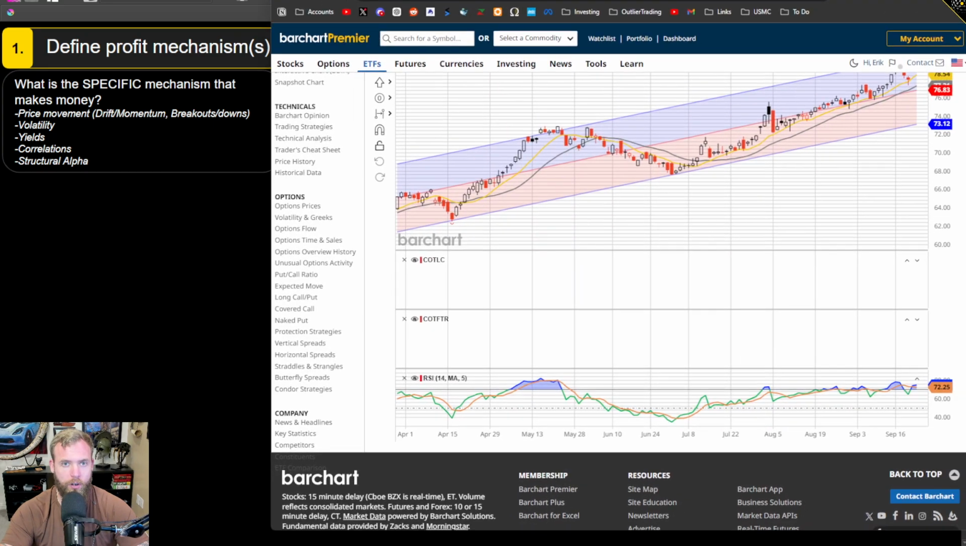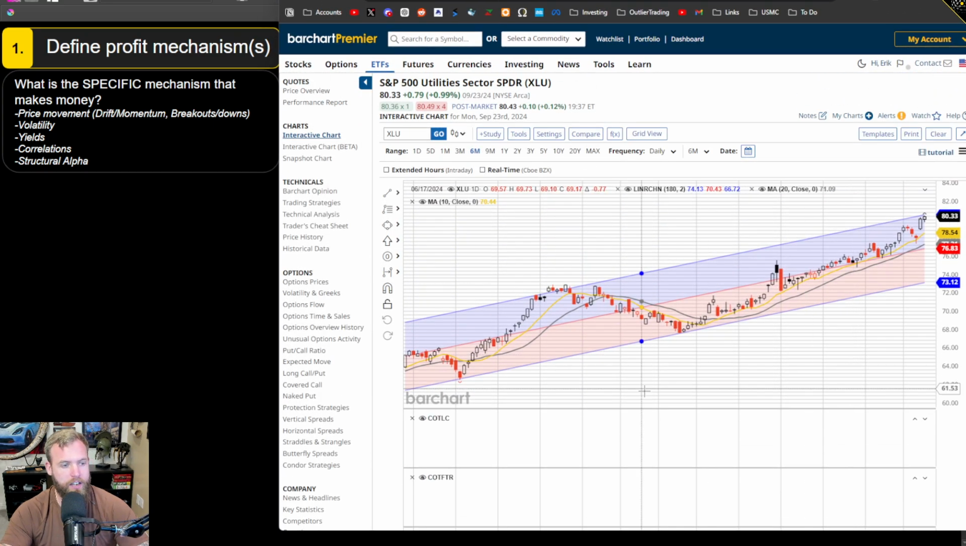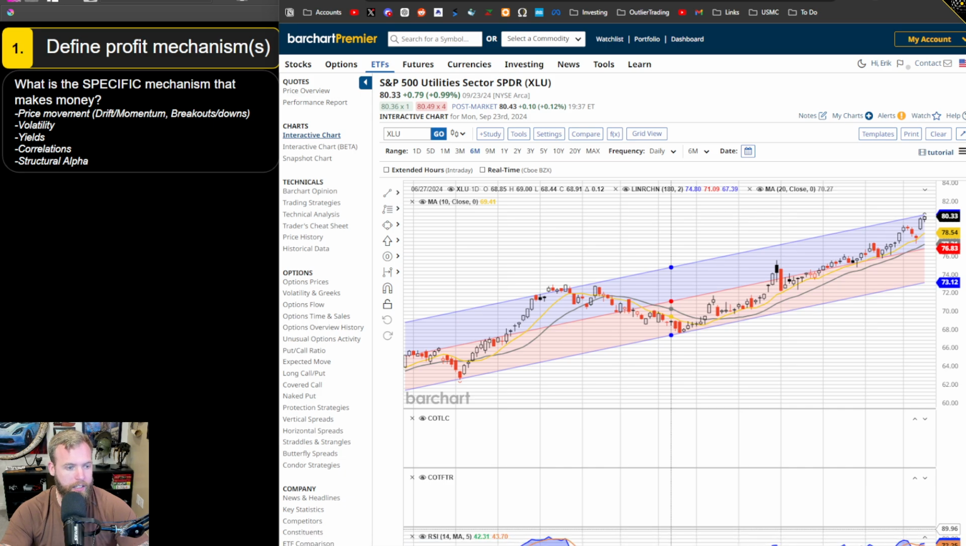So what does that look like? Well, let's take a look over here, for example. If we're looking at XLU, and let's say that we think XLU is going to keep going up. Utilities have been showing relative strength compared to the other indices. So let's just say we're bullish here. For whatever reason, it's a hypothetical. Well, what's the profit mechanism? If I wanted to trade this thing to the upside, the specific profit mechanism here is price direction, in this case, going up. And you might say, duh, we're talking about trading something bullish. But that's the first step.